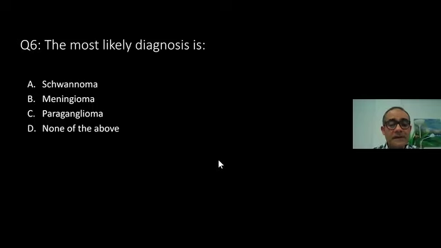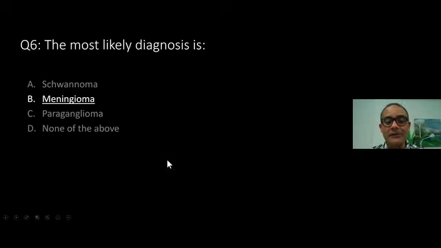Okay, good. So actually, this is not a schwannoma, but this is actually a meningioma. This is a jugular foramen lesion. When you see a jugular foramen lesion, there are three main entities: schwannomas, meningiomas, and paragangliomas. These are the three big guys that occur here. So this one is a meningioma.